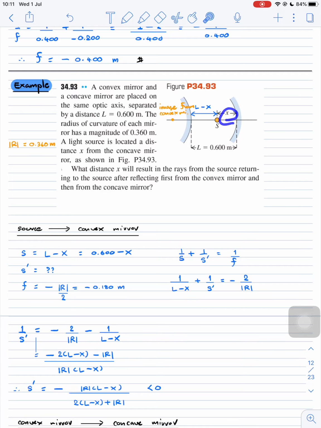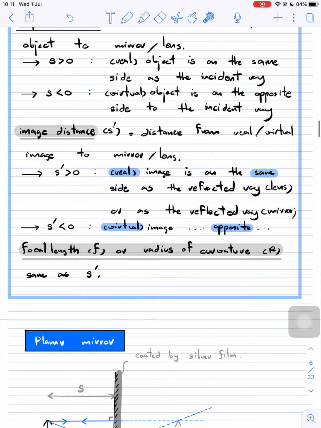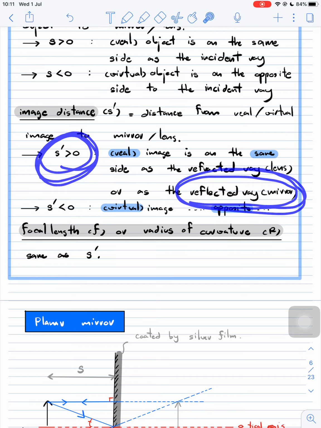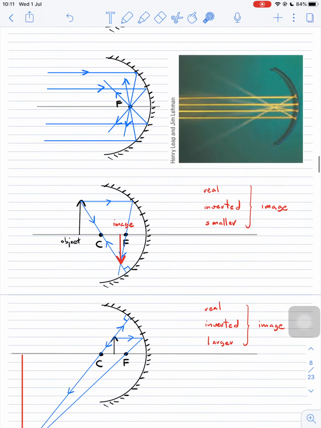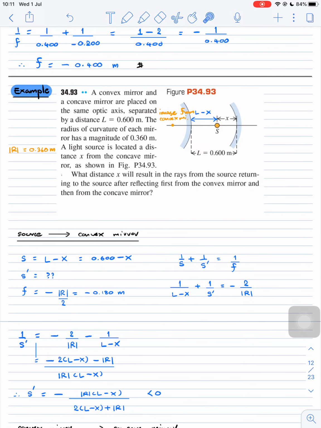So now X, is it positive or negative? Let's consider the sign convention. We say that if the image is on the same side as the reflected ray, the S prime must be greater than 0, it's going to be positive. In this case, you can see that the light from the object goes to the convex mirror, then reflects to the concave mirror and then reflects back to form the image at this position.